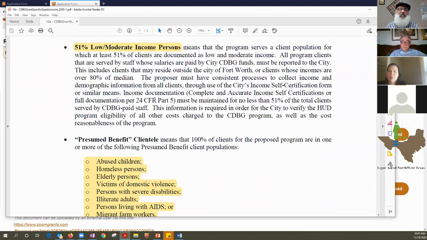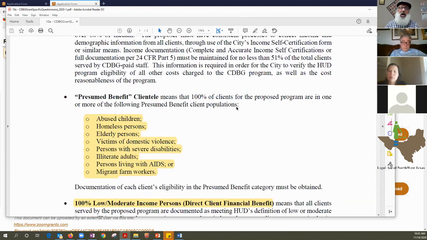The first category is, do you serve at least 51% low to moderate income persons? So the client population that you're serving is at least that. So you would check that box on the bottom.